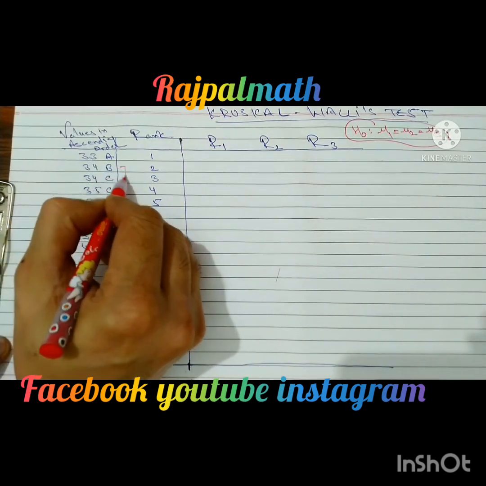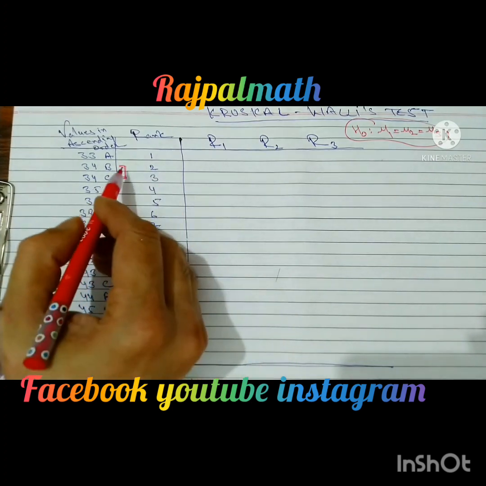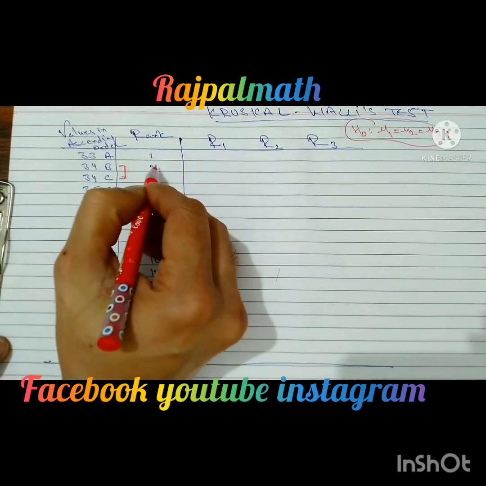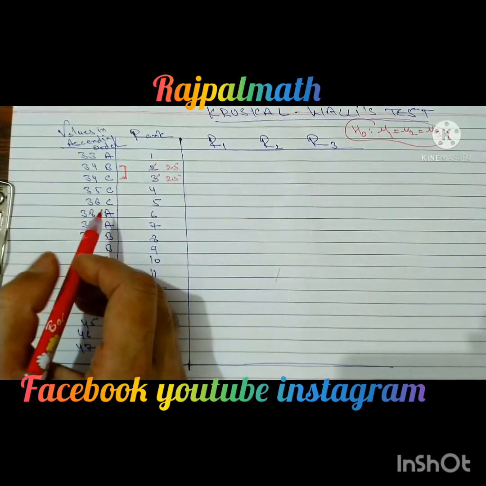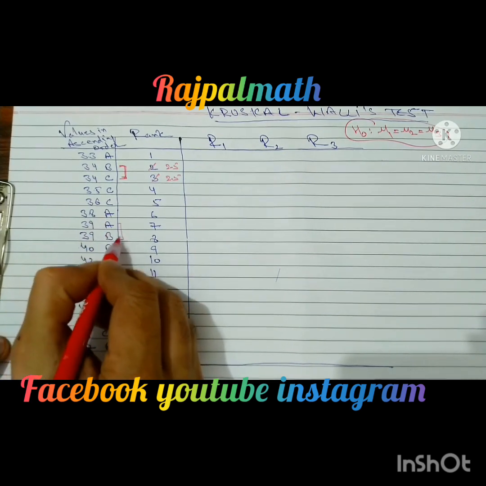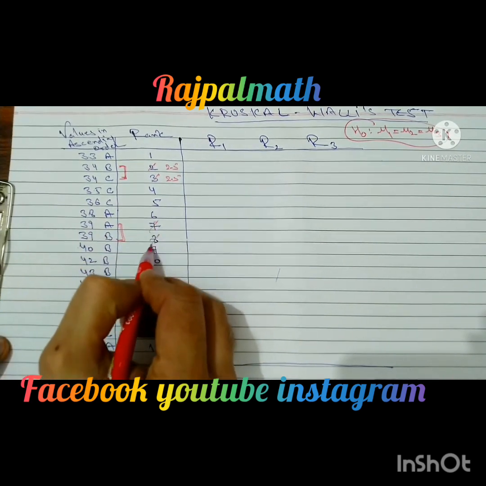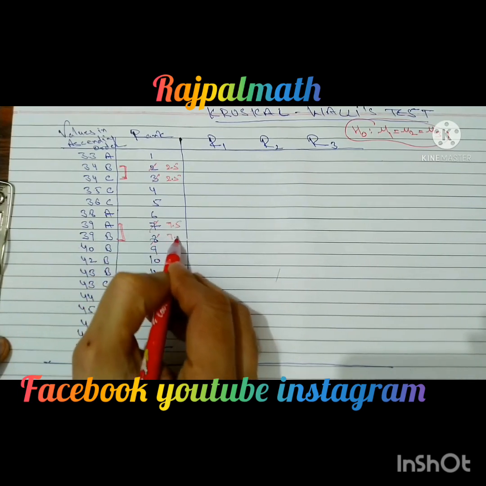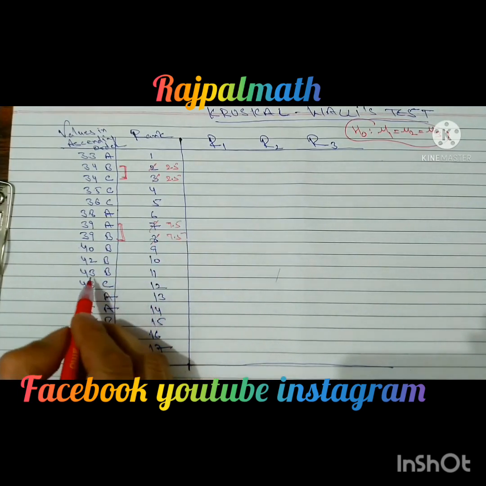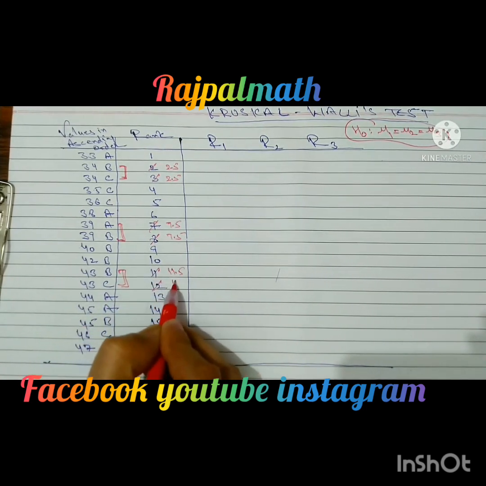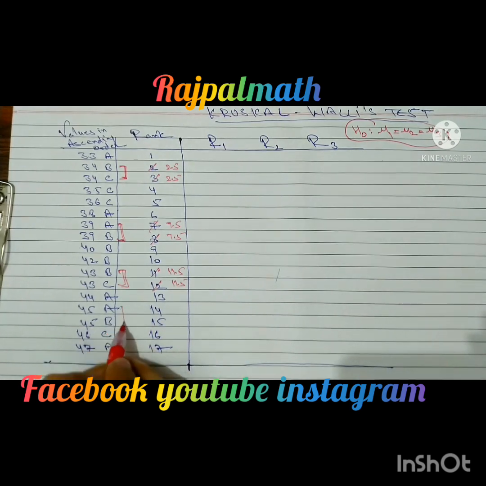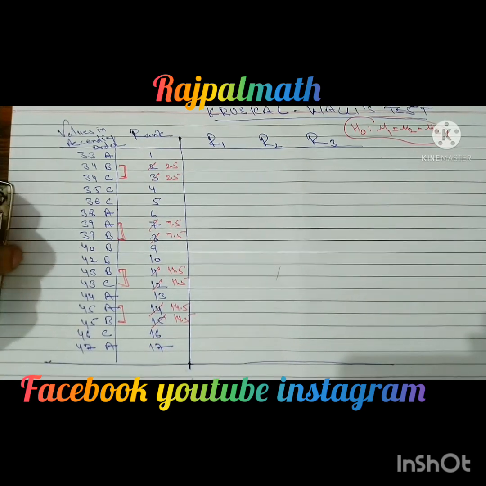Now 34 is repeated 2 times, so the ranks of 34 are 2 and 3. The average of 2 and 3 is 2.5 and 2.5. Then 39 is repeated 2 times, with ranks 7 and 8, and the average is 7.5, 7.5. Then 43 is repeated 2 times, the average of 11 and 12 is 11.5, 11.5. Then 45 is again repeated 2 times, the average of 14 and 15 is 14.5 and 14.5.